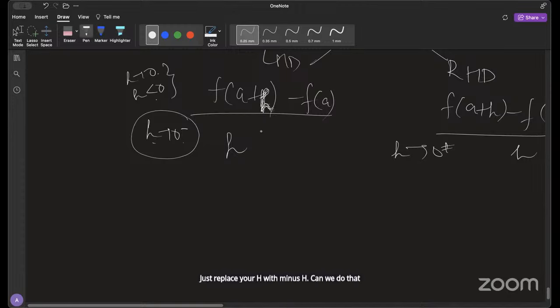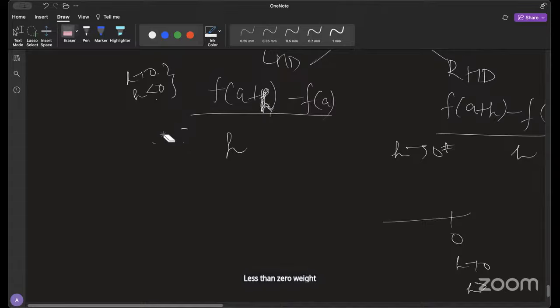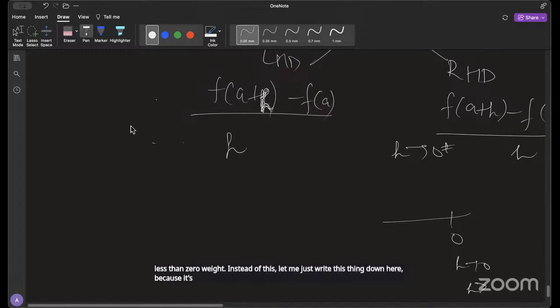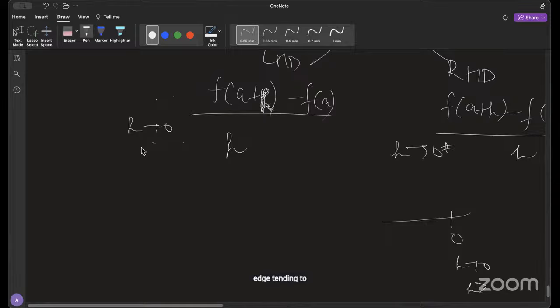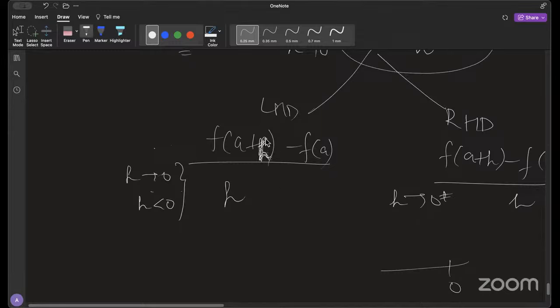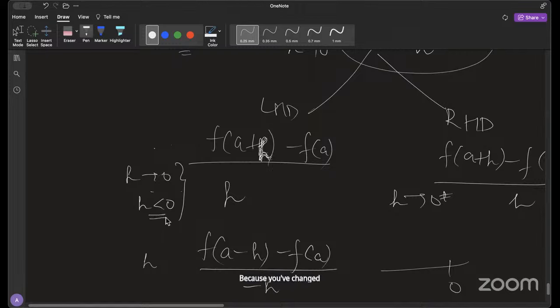Can we do that here? Replace h with minus h everywhere. It's like this: h tends to 0, and h is less than 0. Instead of this, let me just write this down here, because it's the same thing, right? h tending to 0, and h is less than 0. Now let's just change the sign of h. So you'll have f(a minus h) minus f(a), over minus h, because you've changed the sign of h. Previously it was negative, now it should be positive, right?